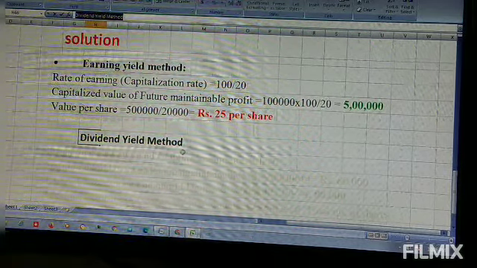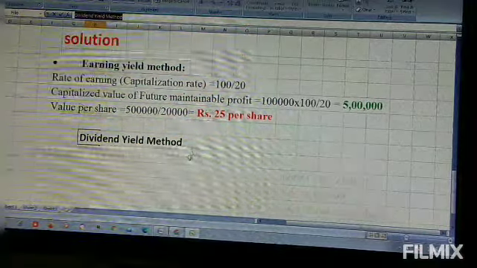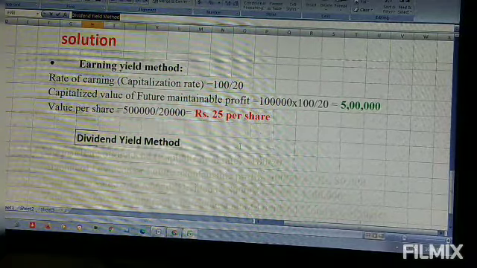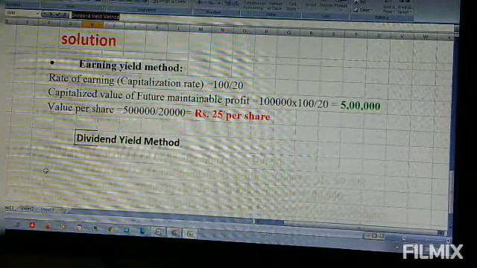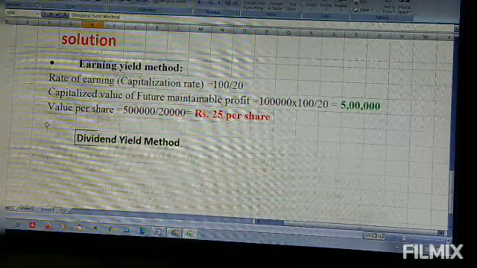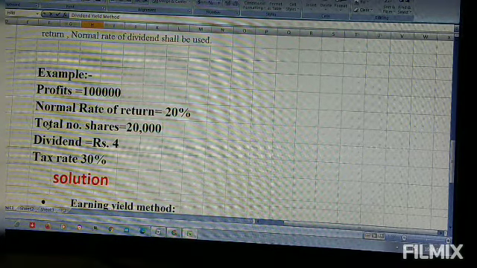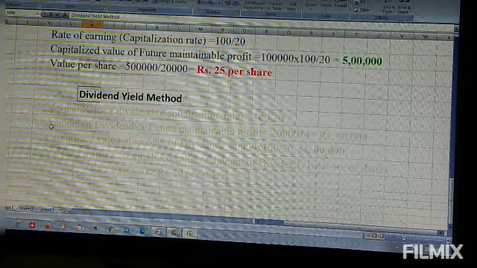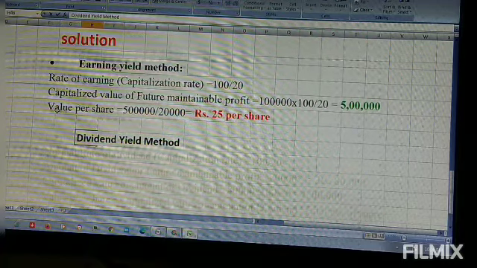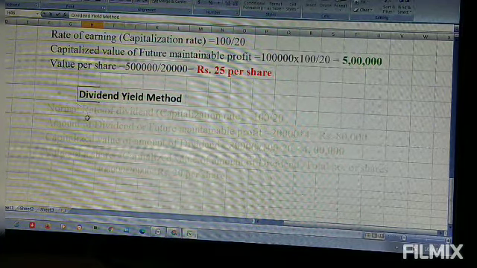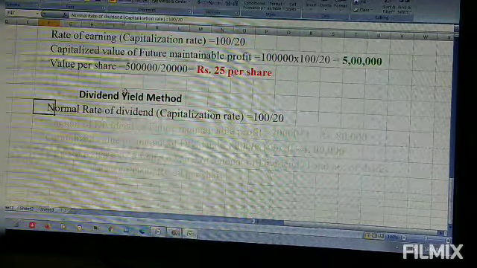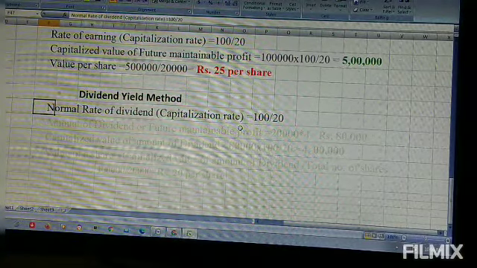So to find out the dividend yield method, we must know the dividend per share. Before that we'll see the normal rate of dividend. We'll find out the normal rate of dividend, to find the capitalization. Normal rate of return we'll see here. Normal rate of dividend, that is the capitalization rate.